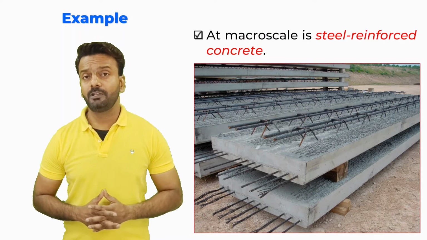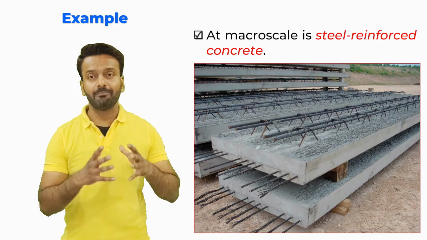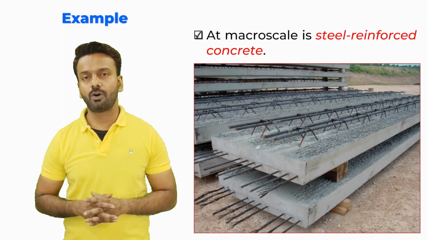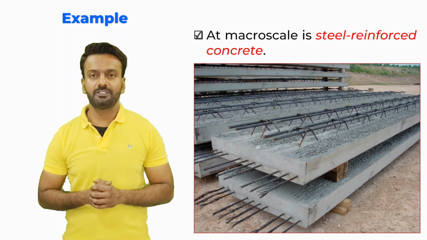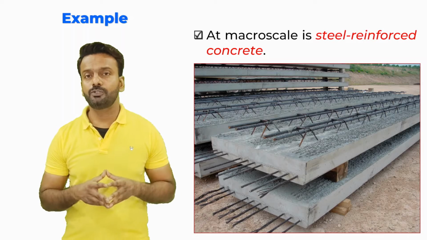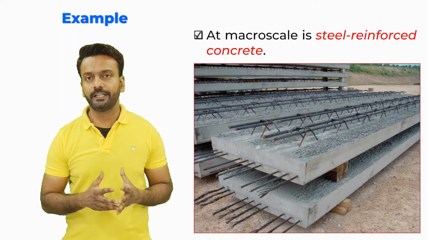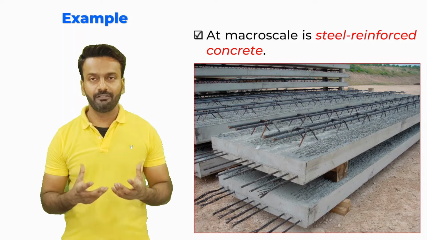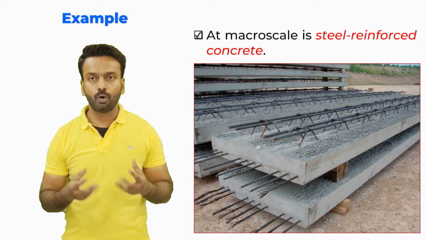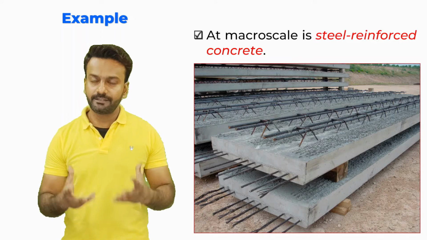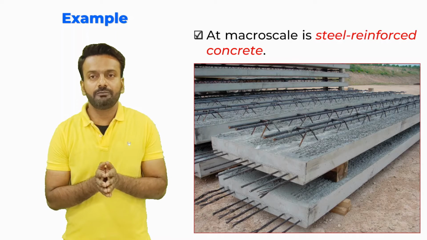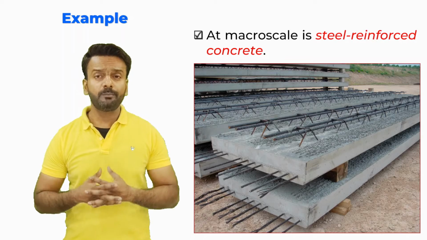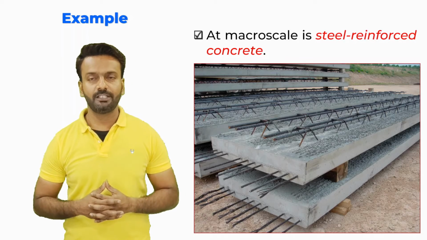Here is an example of a composite material at macroscopic level, and the example is nothing but steel reinforced concrete. So the steel bars which are there are reinforced in the concrete. Now what is concrete? Concrete is a combination of gravel, cement and water. So concrete in itself is a composite material, but here we are using concrete as well as steel bar and bringing them together to get a composite material.